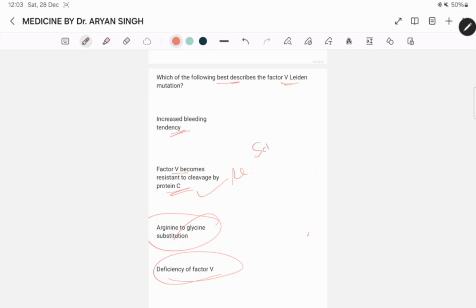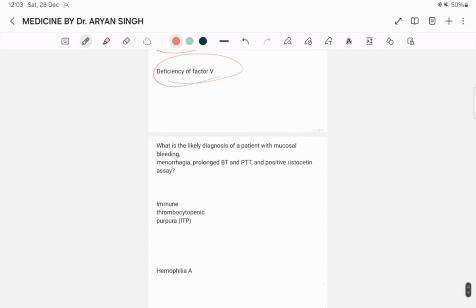It is caused by a single nucleotide substitution resulting in the R506Q mutation. FVL renders factor 5, in both its activated and inactivated forms, insensitive to the action of activated protein C, a natural anticoagulant. The management includes lifestyle modification, blood thinners, compression stockings, and an ambulatory lifestyle.